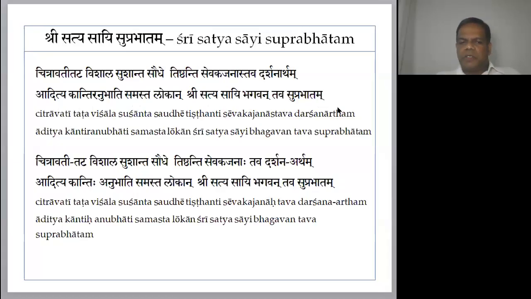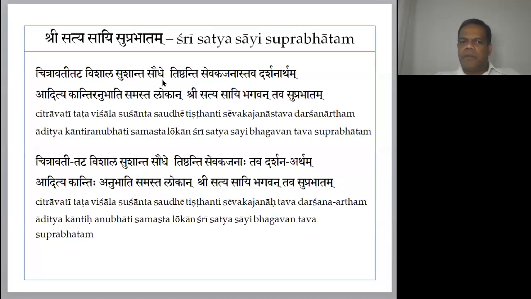We will look at some aspects of pronunciation. The words Chitravati Tata Vishala Sushanta have no aspirated consonants, so they should be rather simple to read. In the word Saudhe, the second letter Dhe is an aspirated consonant, so it has to be aspirated. It's the fourth letter of the third class of consonants.